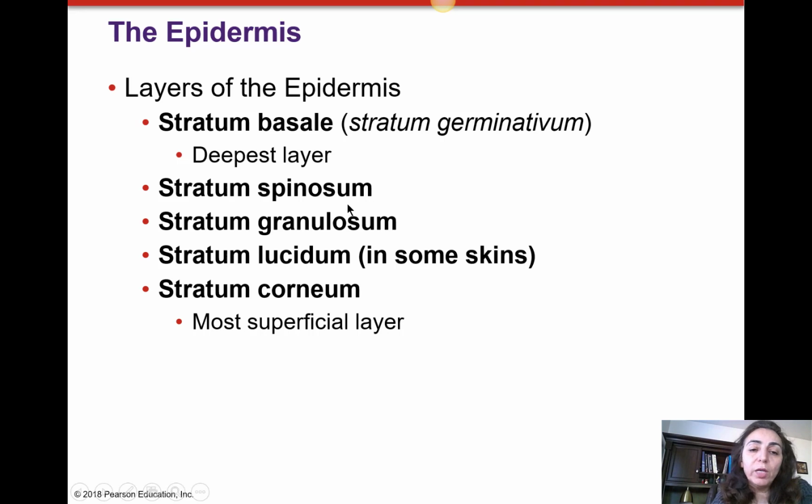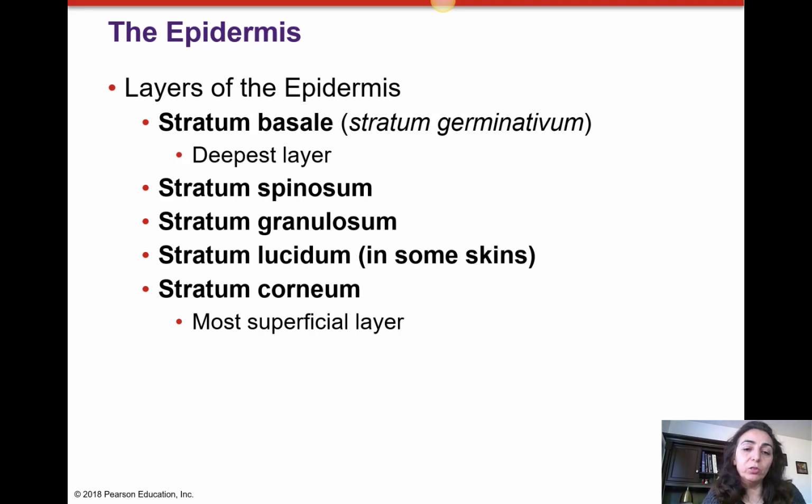Then after that we have stratum spinosum. We call them spinosum because of the shape. Most of the cells in this layer are keratinocytes, and as I showed you the picture of the keratinocytes, they are spiky, like spines that are coming out of the cell. Due to that, we call them spinosum.